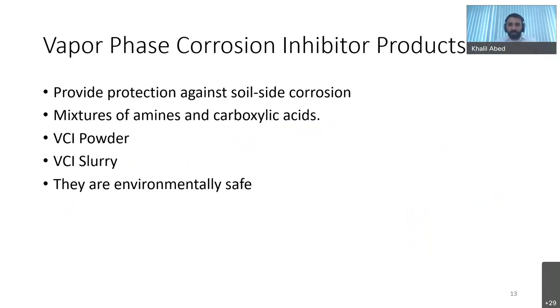Now, the first component, which is the vapor phase corrosion inhibitors, provides protection against soil side corrosion. They can provide protection for coated surfaces and previously corroded steel. They are organic salts, mixtures of amines and carboxylic acids. They come in the form of, as I mentioned in the previous slide, powder or liquid slurry, and they are environmentally safe and do not contain nitrates or other harmful chemicals.